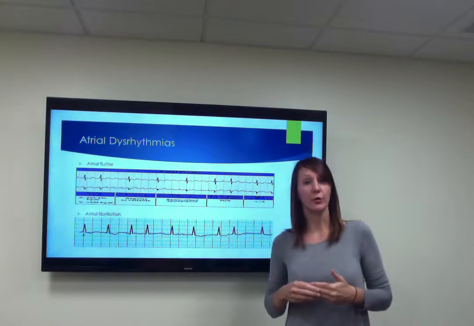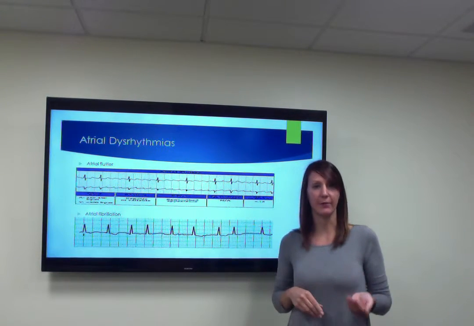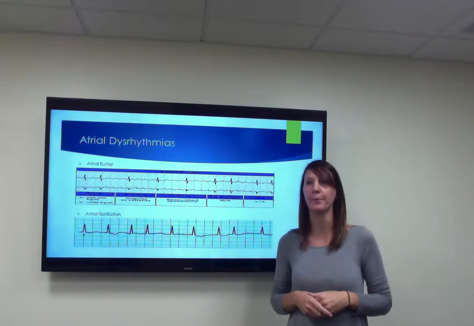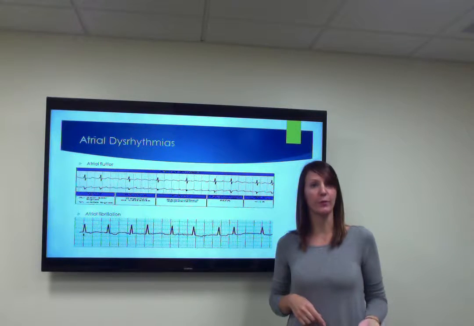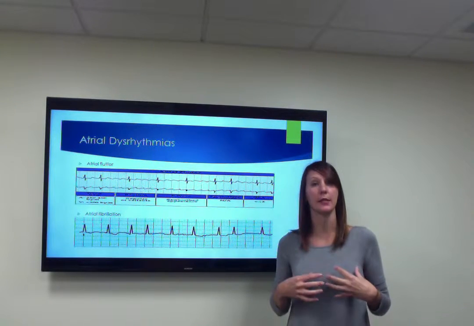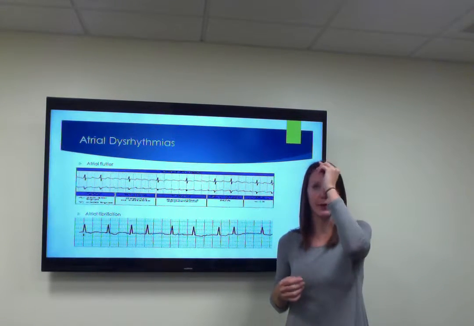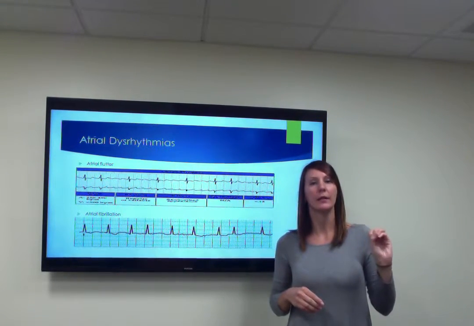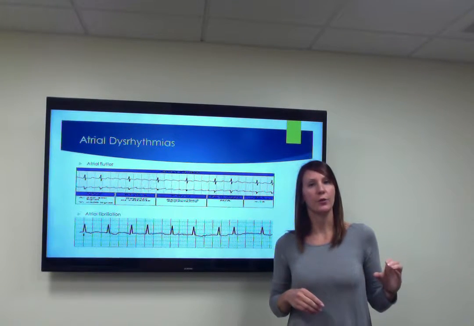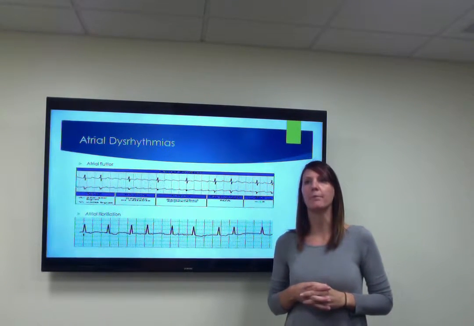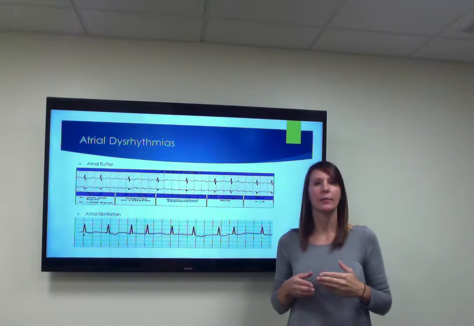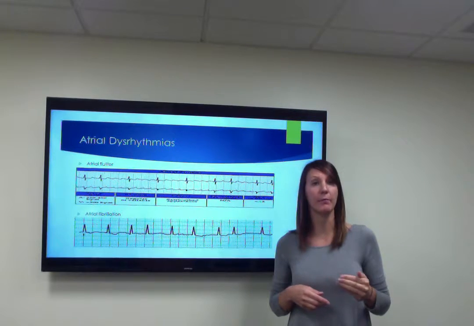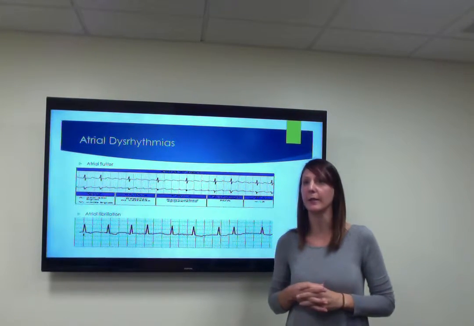The way that we would treat this is a number of different ways. We can give them different kinds of medications to slow the heart rate down and hopefully get them back into their sinus rhythm. We can cardiovert them, which is delivering electrical shock to basically stop the heart and restart it into a normal rhythm. We could do something called an ablation, which is where we basically ablate that area of tissue that's erratic. And then we also need to make sure that we're anticoagulating these patients because they are at risk for developing blood clots since their heart's beating irregularly.